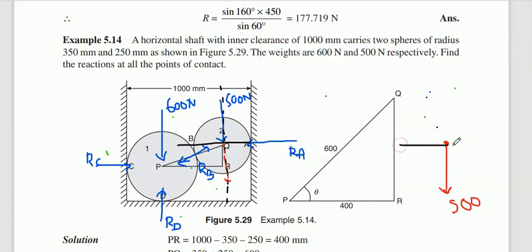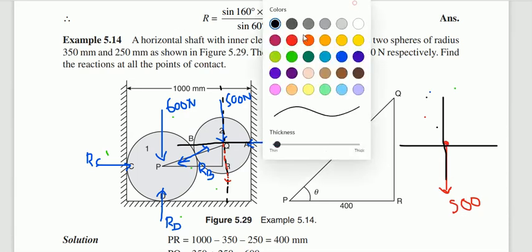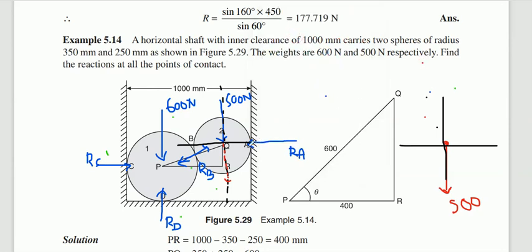This is our natural x and this is our natural y axis. So 500 is acting, wait for a while, okay. This is natural y axis. So 500 is going downward and you just observe RA. RA is a force which is going in this direction.